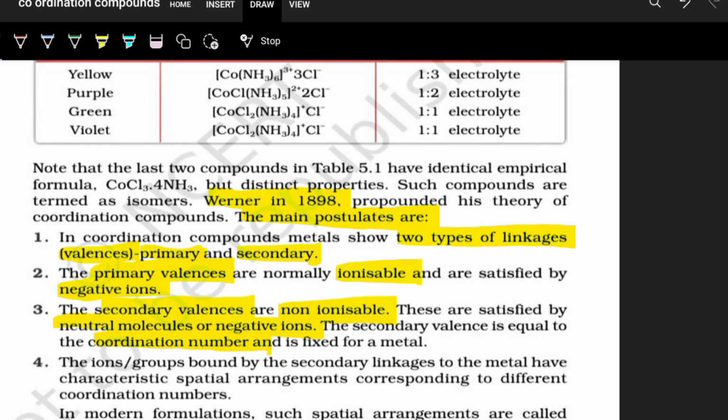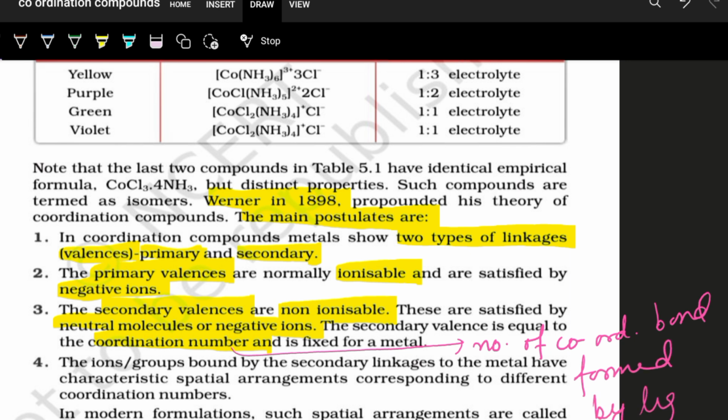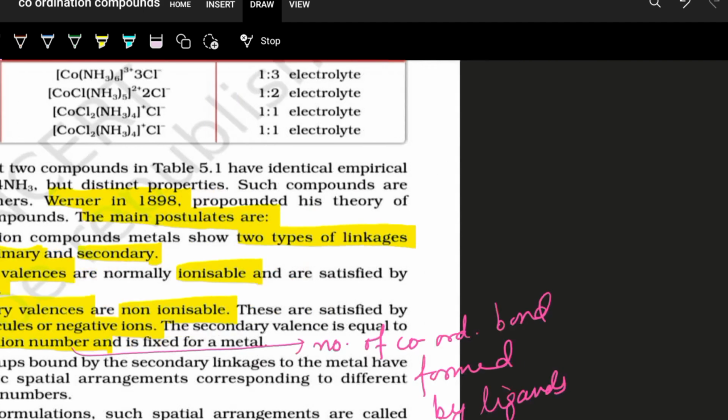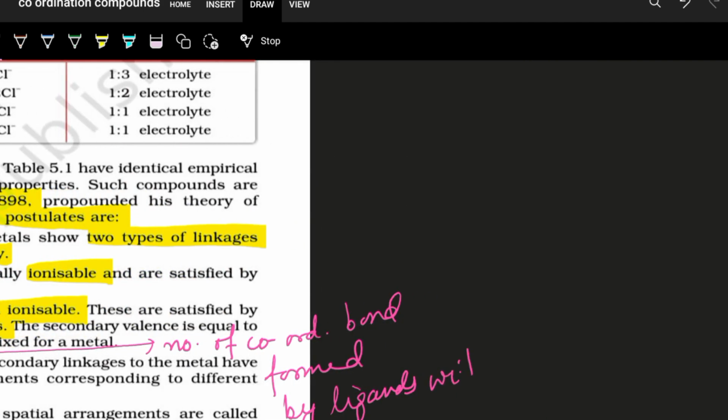Coordination number actually means how many coordinate bonds. It means the number of coordinate bonds formed by ligands with the metal atom or ion, that is known as coordination number.